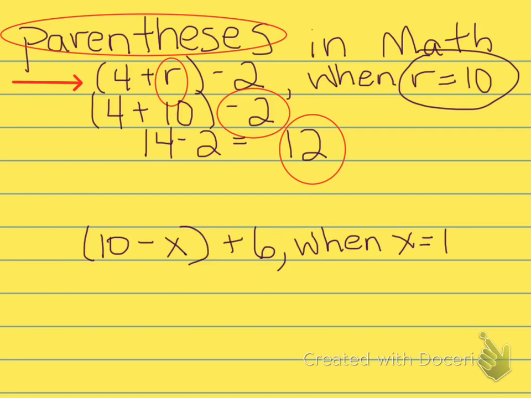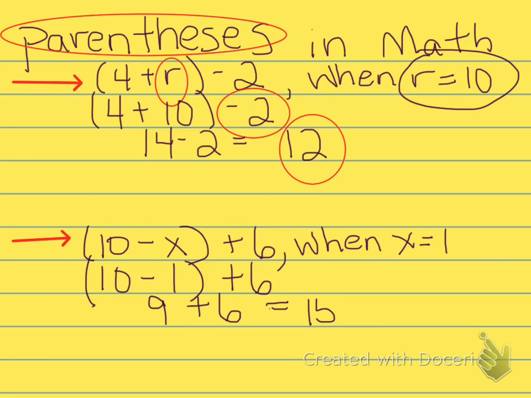The next problem you see right here is parentheses 10 minus x, plus 6, when x is equal to 1. What do the parentheses mean? It means we do whatever is inside of the parentheses first. So let's plug in our values: 10 minus 1, parentheses, plus 6. What is 10 minus 1? That's right, it's 9. Now we can go back in and add the 6. 9 plus 6 is 15.